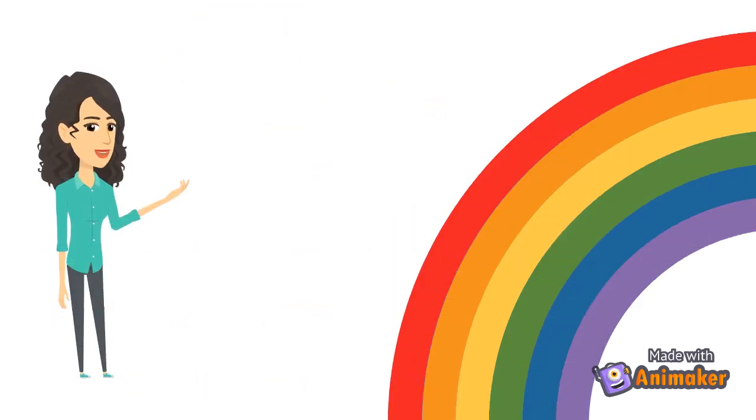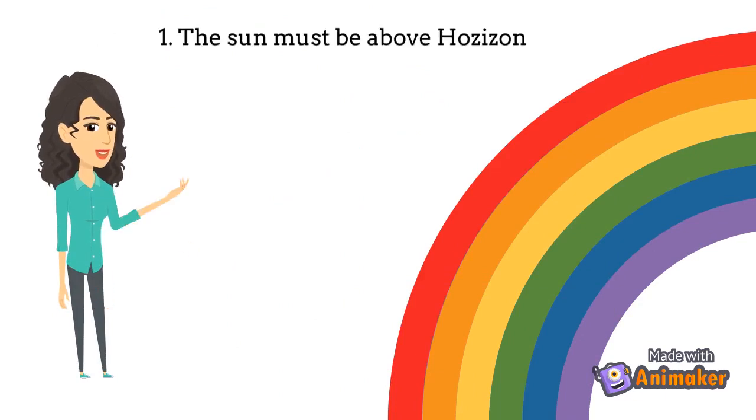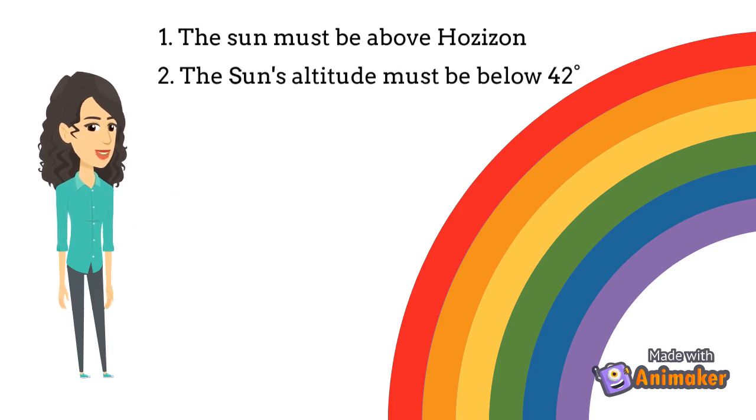A rainbow can only form under these conditions. The sun must be above the horizon and not be obscured by clouds, mountains, or other obstacles. The sun has to be quite low in the sky. If you are at the same elevation as your horizon, the sun's altitude must be below 42 degrees to create a rainbow that can be seen from your perspective.